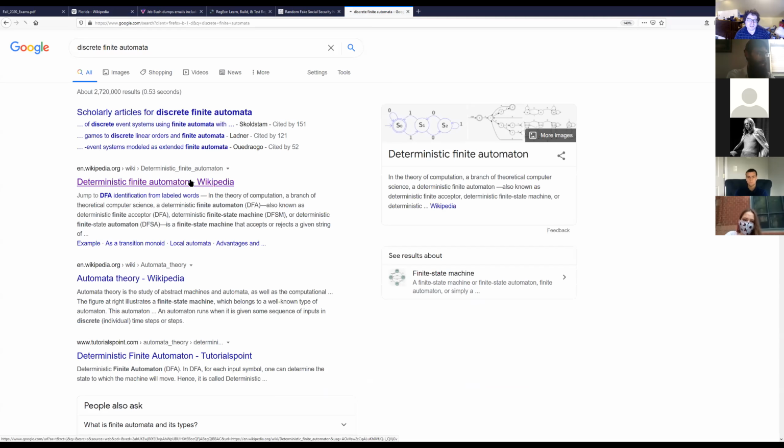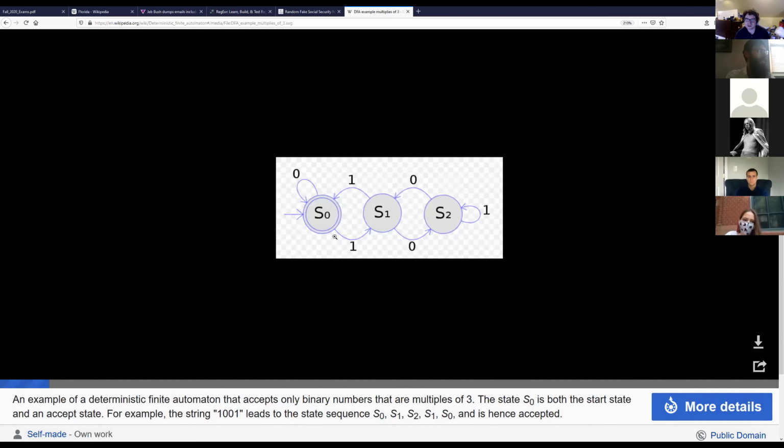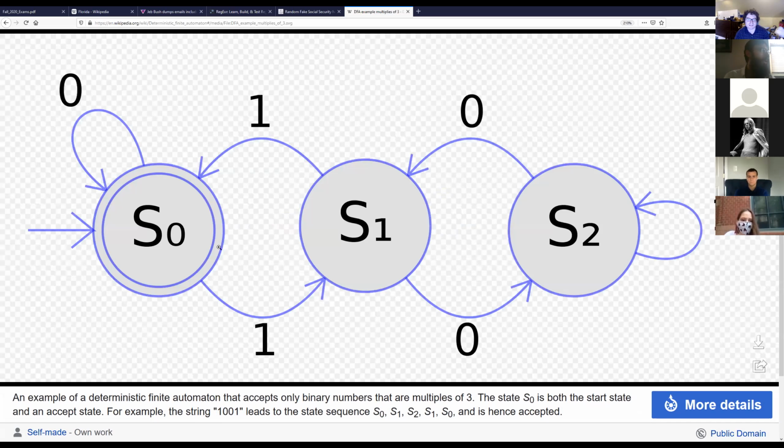We don't really cover them until senior year. But basically, this is a discrete finite automaton, which simply says, hey, this only accepts binary numbers that are multiples of 3. So in other words, it matches the regular expression. So let me go ahead and create the regular expression first. Oh, I realize I'm not sharing that.